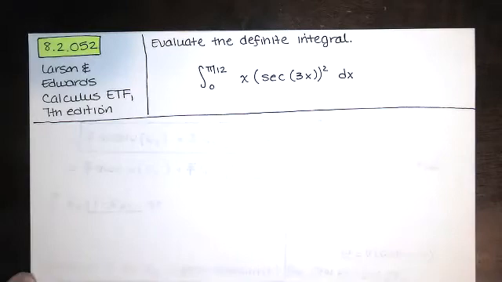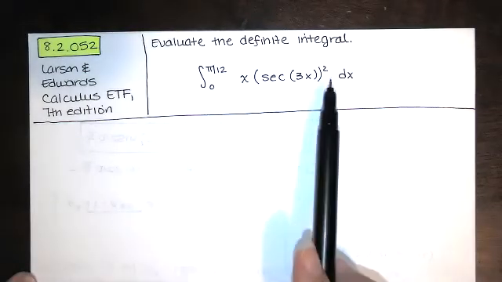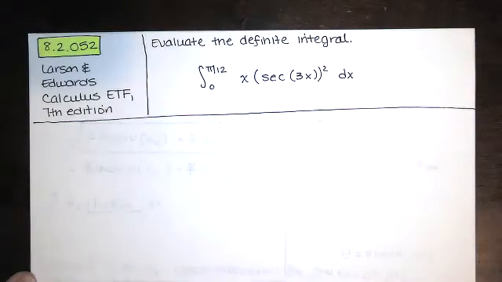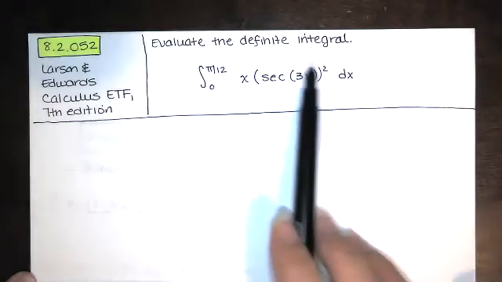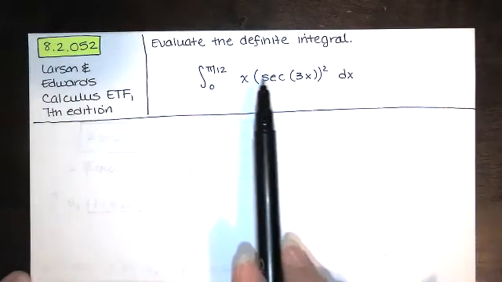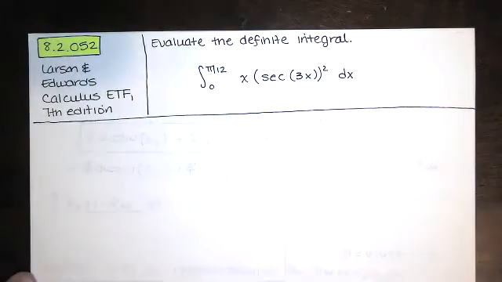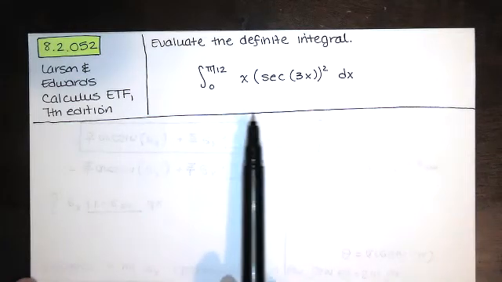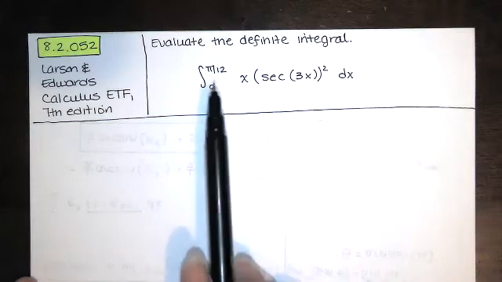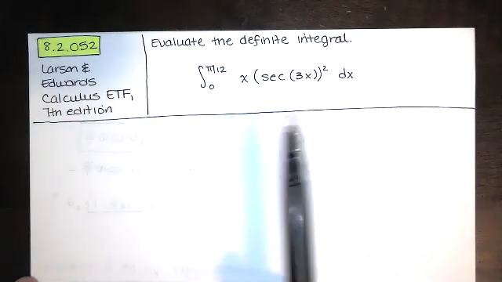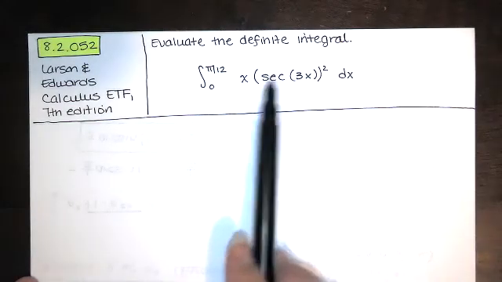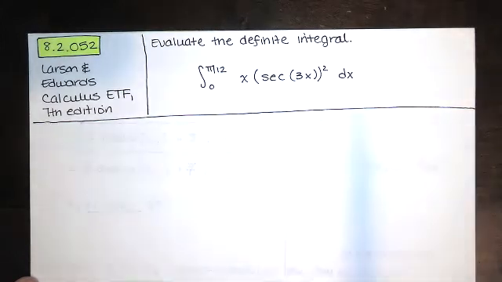Now, 8.2 is a section on integration by parts, so my hope is that you see this as an integration by parts problem. If not, because none of the other rules apply, hopefully you see it as one because of the section that it's in. But let's think about how we would look at it if it wasn't in that section. First thing I'd ask myself is, do my basic rules apply? And they don't, because I've got a trig function squared and I also have an x here.